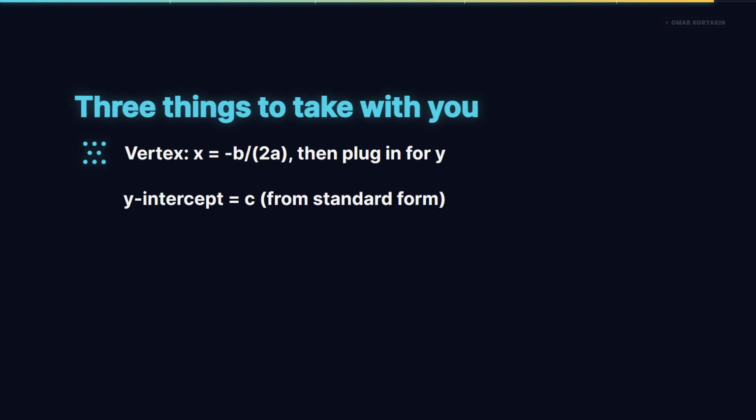The discriminant tells you how many to expect. Positive means 2, 0 means 1, negative means none. Combine the vertex, intercepts, and direction from a to sketch the entire parabola.